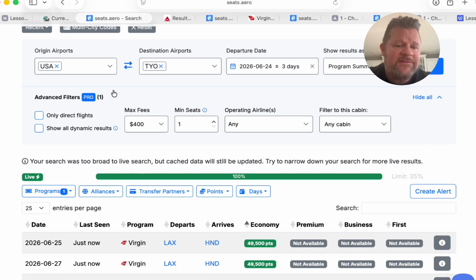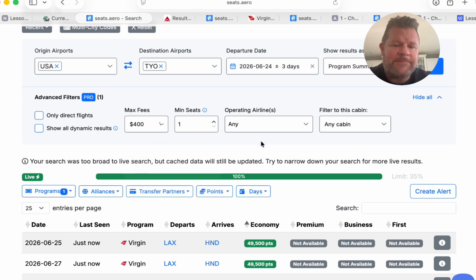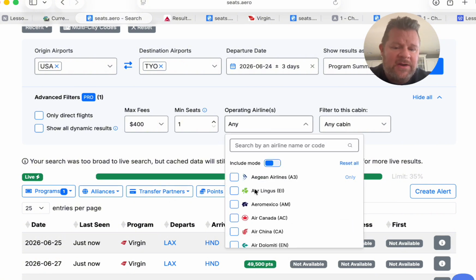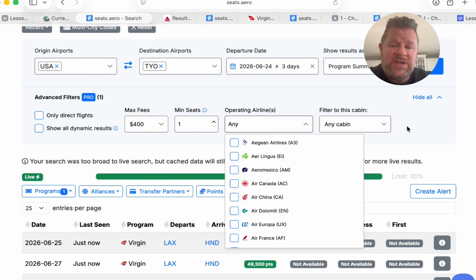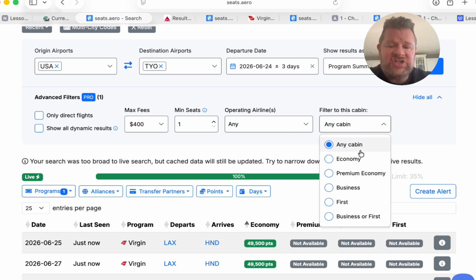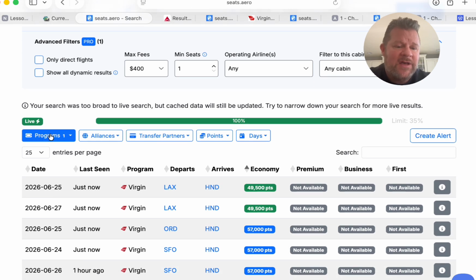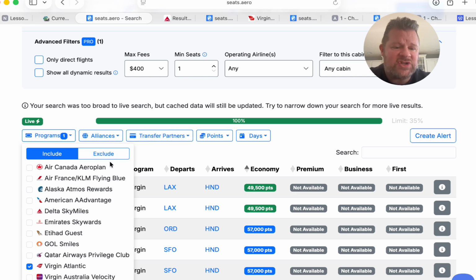We can select some advanced features here, and you'll notice that there's a couple things that I've selected. First, you can select a maximum amount of additional fees. I don't want to pay $500, $600, $700, $800, $900 in additional dollars for a flight that I'm trying to use miles on. You can also change your operating carriers to any one that you may choose. You can change this cabin filter. When I was looking for business class flights the other day, I changed it and specifically selected business class or business and first. You also have the options down here, as you can see, where we have a list of programs and alliances and transfer partners.